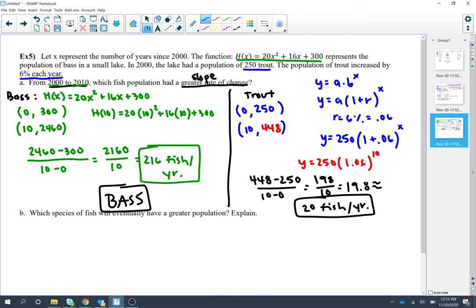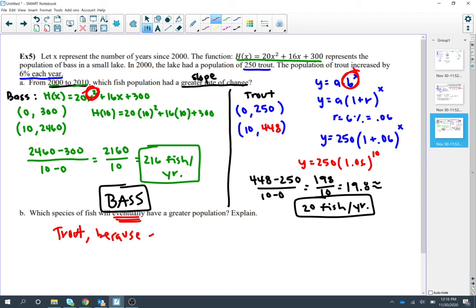Now, part B, which species of fish will eventually have a greater population? And the key word here is eventually. Okay, right now, bass is growing faster, but bass is quadratic. Trout is exponential. And what we know is that exponential growth eventually exceeds all other growth. It's faster than linear, it's faster than quadratic. So eventually, which one's going to be faster? Trout. And the reason?